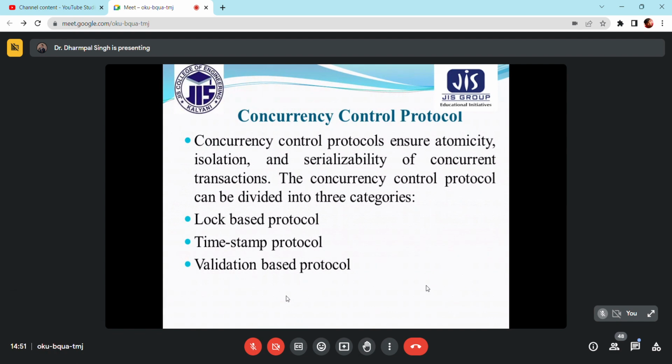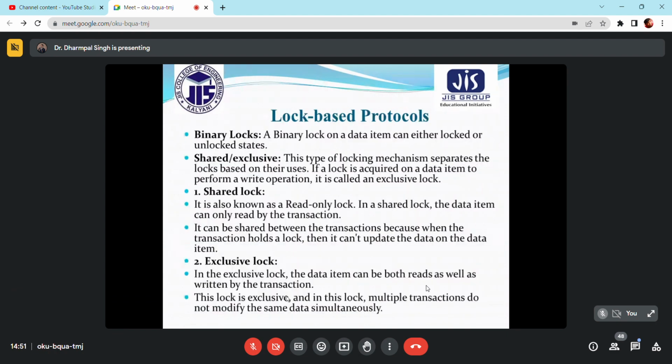Now, sir, the lock-based protocol is there, timestamp and validation. In the lock-based protocol, different modes are there. One is the binary lock. In a binary lock, a data item can be in either the locked or unlocked state. These are not so much important. Shared lock and exclusive lock we can deal with.